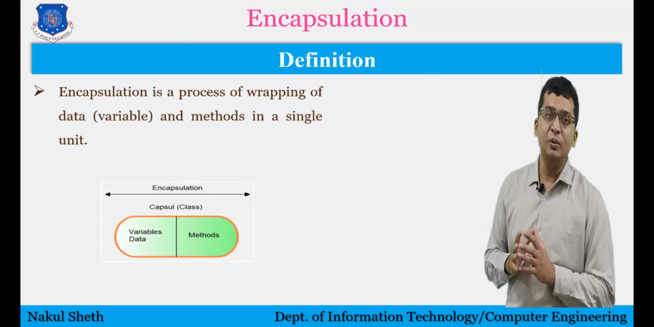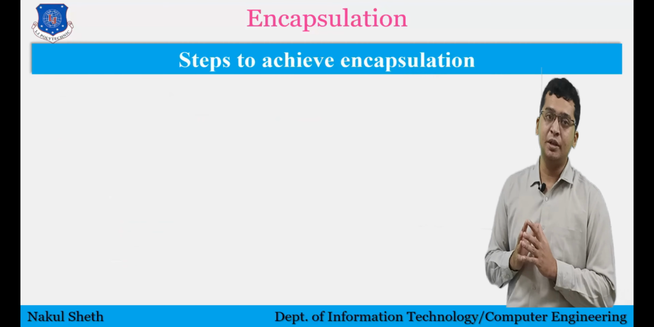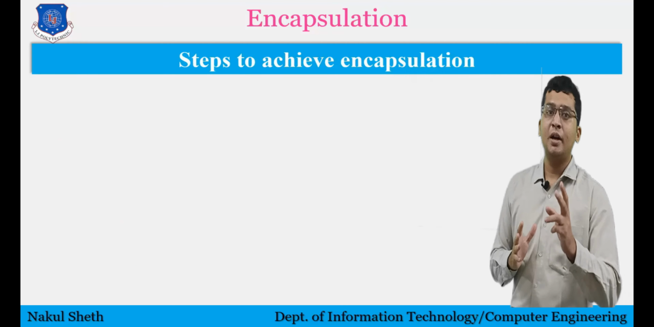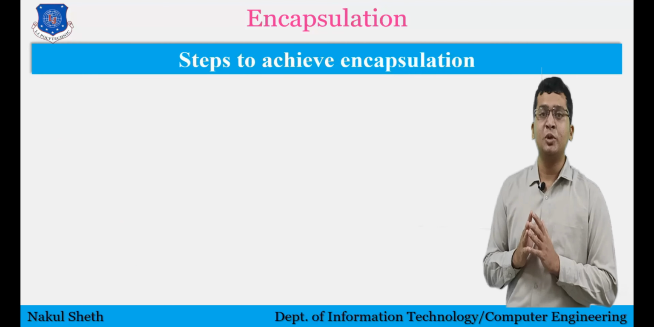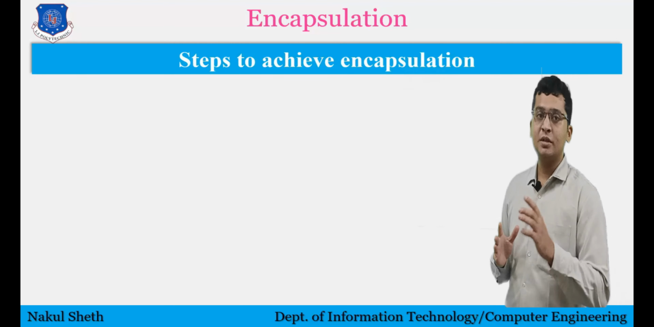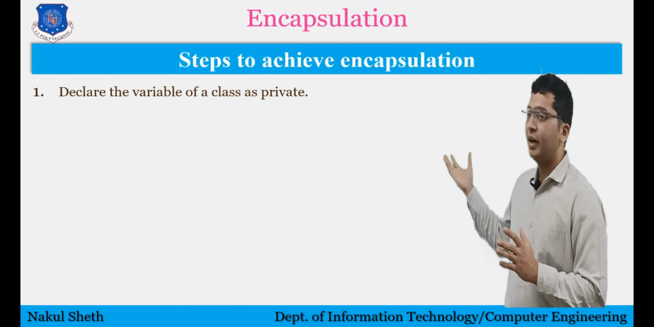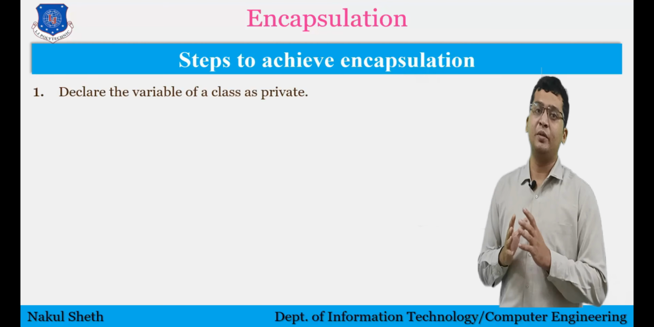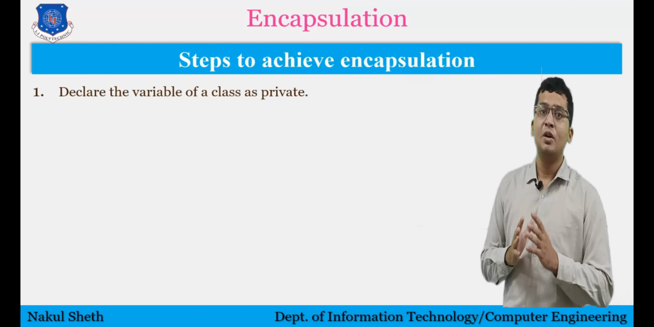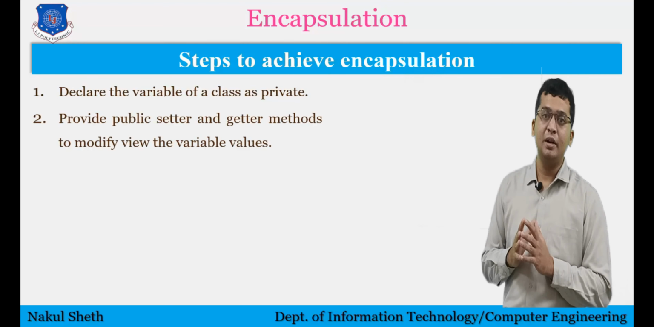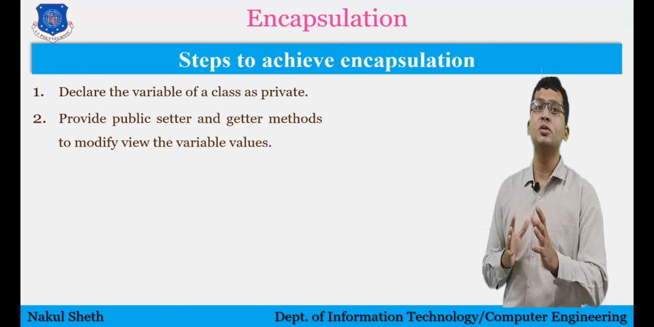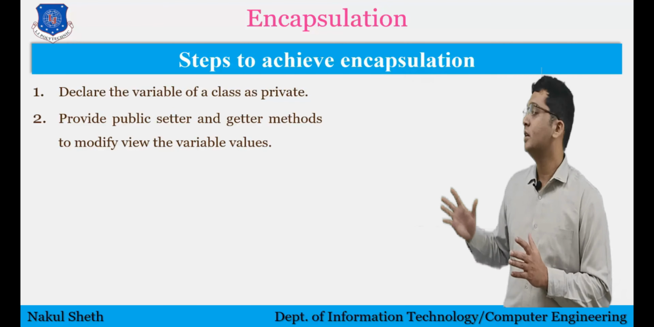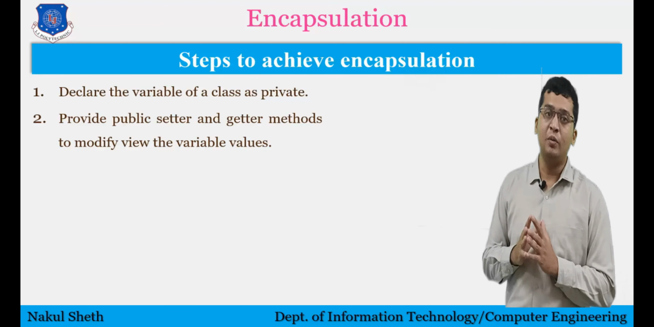So this is the definition of encapsulation in Java. Now we are moving to how to achieve encapsulation in Java. There are two steps to achieve encapsulation in Java. First step, make all the data or variables private. Second step, we create getter methods and setter methods which are used to view and modify these private variables. So this is how we can do this.